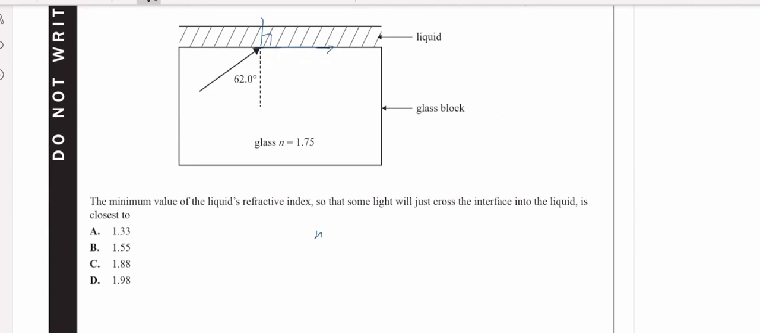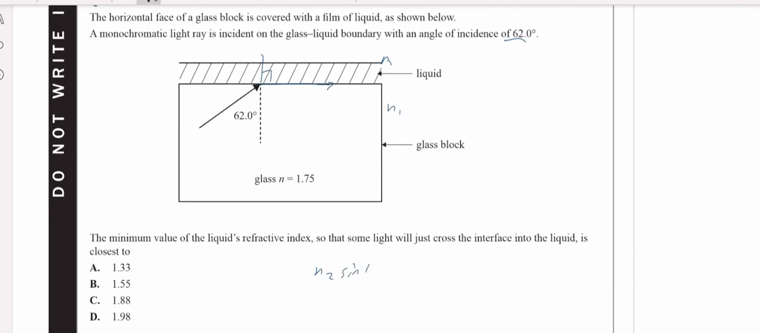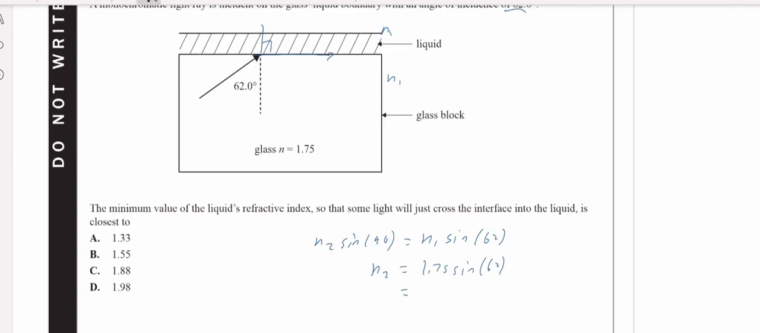And glass into the liquid, and 1 times sine 90 equals N1 sine 62. You don't know N2, sine 90 is 1, N1 is 1.75 sine 62, which comes to around 1.55, and that'll be our minimum value.